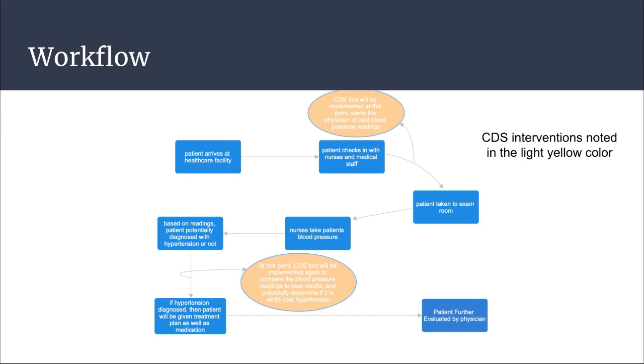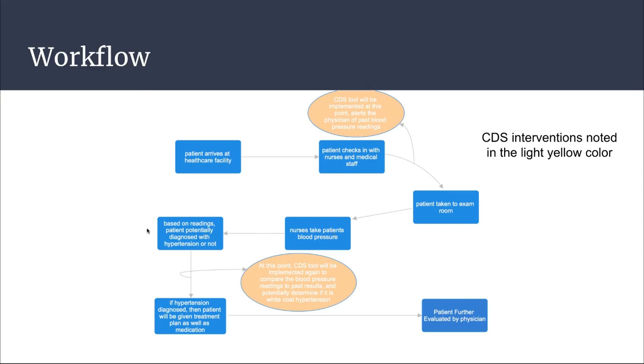So when getting your blood pressure measured in a doctor's office, there's basically this workflow. First, the patient arrives at the healthcare facility. Next, the patient checks in with nurses and medical staff. Right after this step, that's where I decided the CDS tool should be implemented. At this point, the CDS tool will alert the physician of past blood pressure readings. After that, the patient will be taken to the exam room.